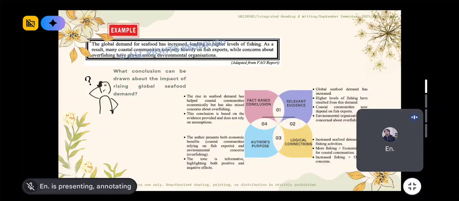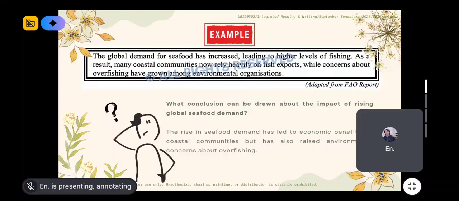So the details are here. Increased seafood demand equals more fishing activities. More fishing equals economic benefit. Increased fishing, but the negative part is the overfishing concern. The author presents both economic benefit, which is for the coastal communities, and environmental concern for the overfishing. So the tone is informative, highlighting both positive and negative effects.